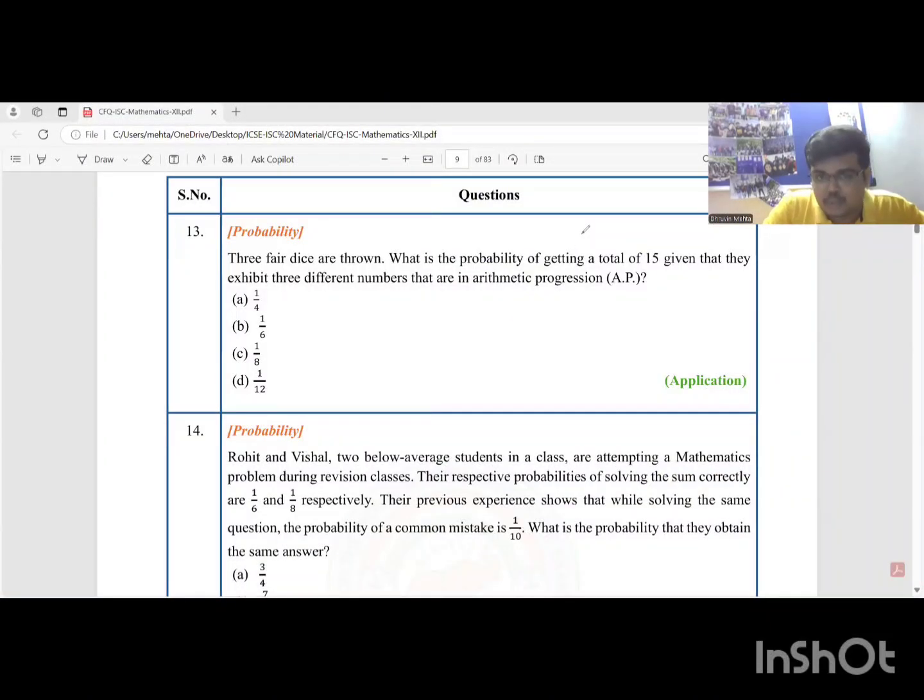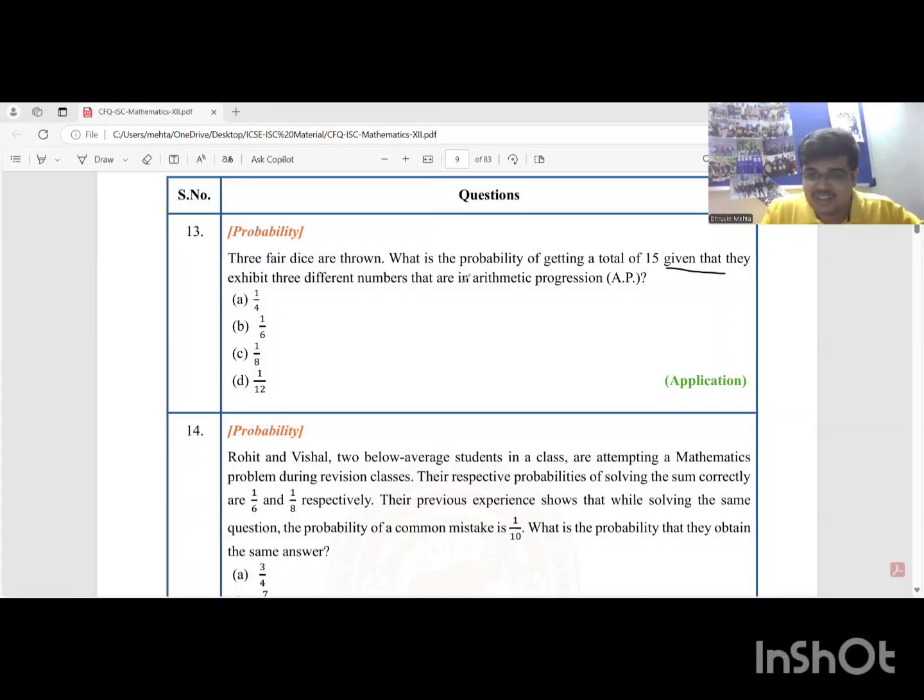Three fair dice are thrown. What is the probability of getting a total of 15, given that it's a case of conditional probability, given that they exhibit three different numbers that are in arithmetic progression? Now here students, we're talking about three fair dice. So the outcomes will be 216. I hope you know this rule, it's 6 raised to n. So 6 cube is 216. So the outcomes are 1, 1, 1, 1, 1, 2, 1, 1, 3, and so on. Now we'll obviously not be listing all the 216 outcomes.